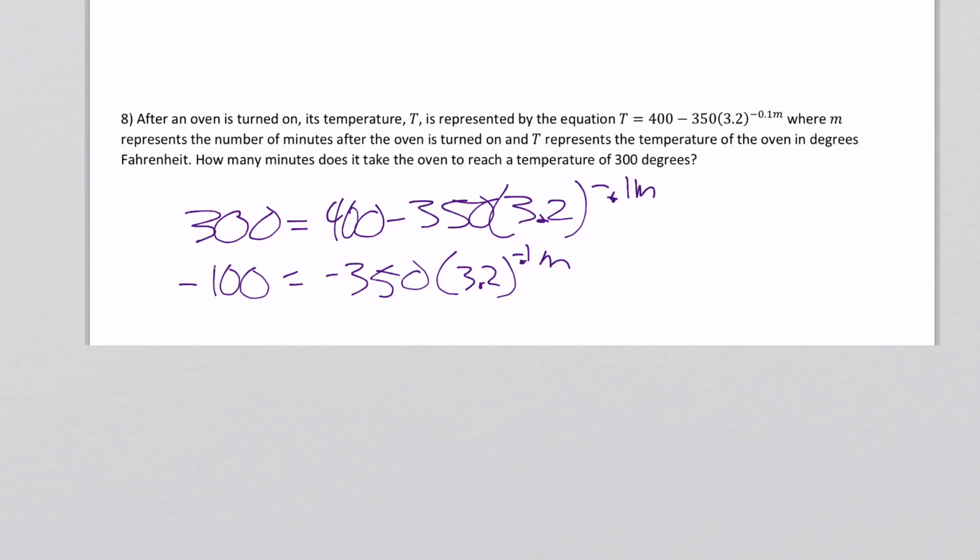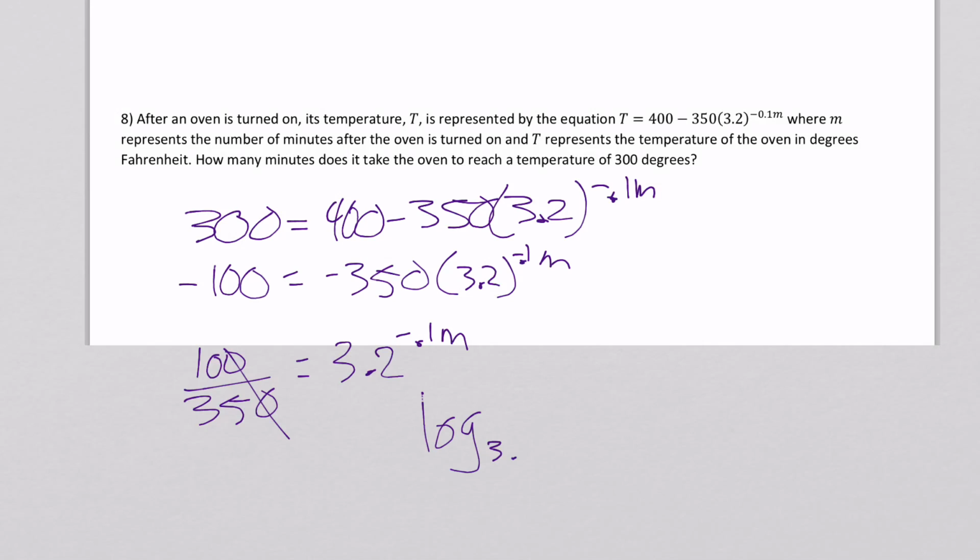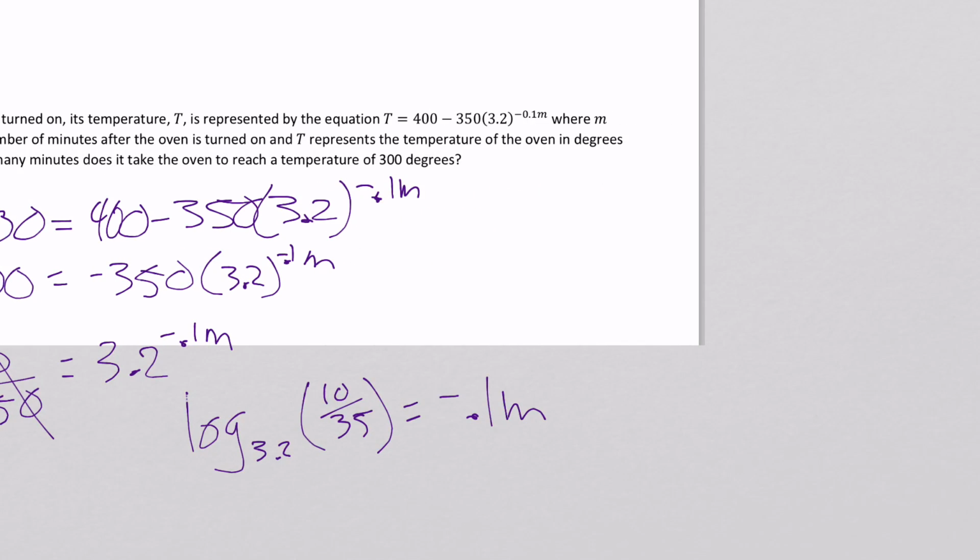Keep going. We need to get this to the point where we can log both sides. So divide by negative 350. So 100 over 350 equals 3.2 to the power of negative 0.1 m. You can simplify those zeros, call it 10 over 35. Cool. All right, we'll rewrite this as a log. Log base 3.2 of 10 over 35 equals negative 0.1 m. So divide by negative 0.1.